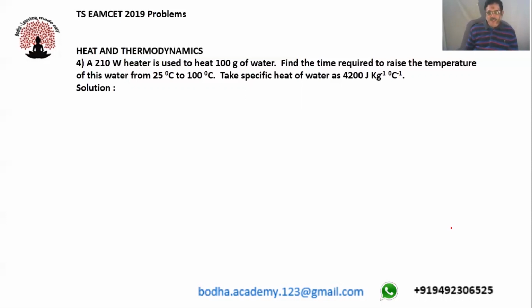Now, for solving this problem, the power is given, so we'll start with the power concept. Power is equal to work by time. In thermodynamics, we know that according to Joule's law, work is W = JQ, where J is Joule's mechanical equivalent of heat and Q is heat energy. So power is J·Q/t. Now we also know that Q = msΔT, so I can write J·msΔT divided by t.